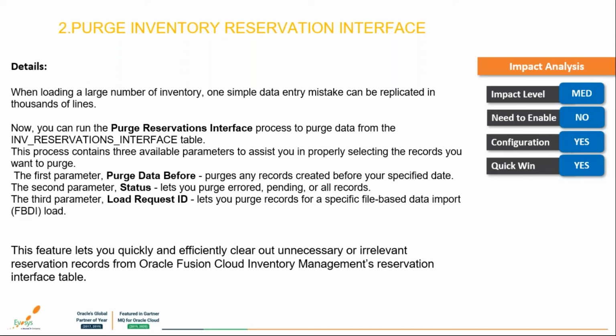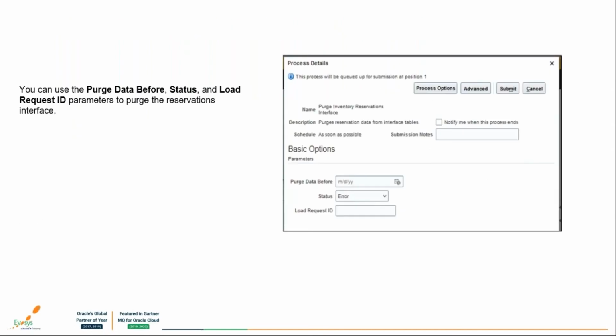So this feature lets you quickly and efficiently clear out unnecessary or irrelevant reservation records from the Oracle Fusion Cloud Inventory Management reservation interface table. Here, there is a screenshot attached in which you can see all three parameters: purge data before, status, and load request ID. So as per the requirement, we can add any of the parameters, select it, and the process will flow itself.